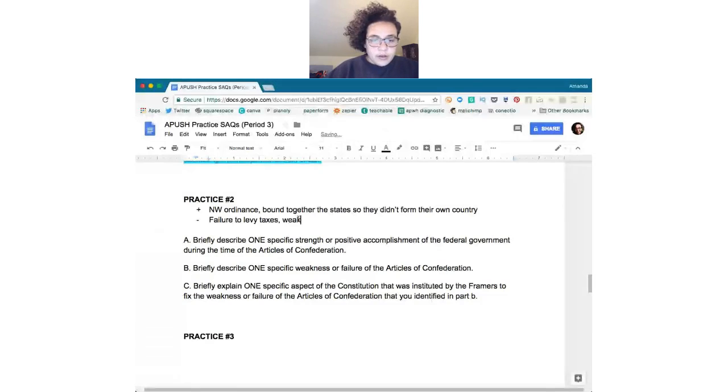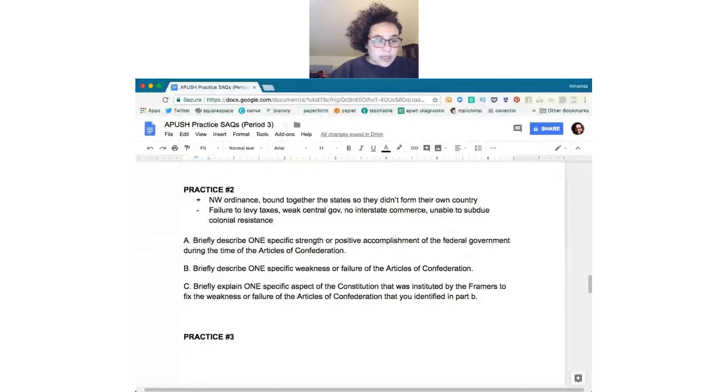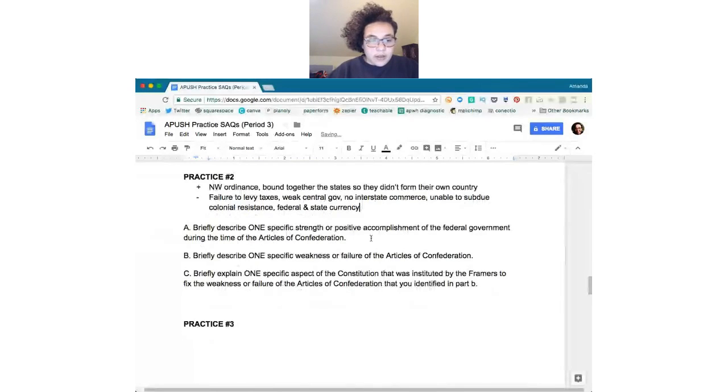Weak central government, right? So, no direct tax, no interstate commerce, weakness to subdue colonial resistance, right? Unable to subdue colonial resistance. Congress had a little too much power, maintain the army and currency. Yeah, the currency issue was big. It allowed the states to kind of create their own currency. We had federal and state currency, which is not a good thing, right?